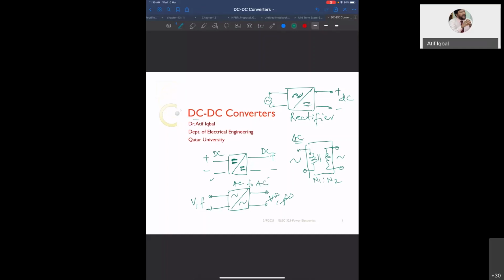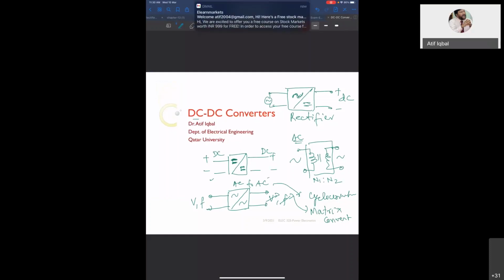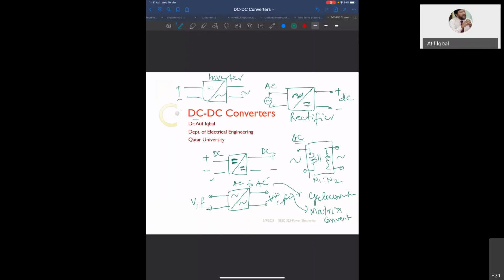In AC to AC converters, there are two types. One is called the cycloconverter. Another is called the matrix converter. If we get time, we will discuss this. But so this is all power electronics. You see, you have the AC to DC converter, which we have already completed. Next, we are studying the DC to DC converter. And then we will also study another part: DC here, and we get AC here. That's called an inverter, which changes DC to AC.